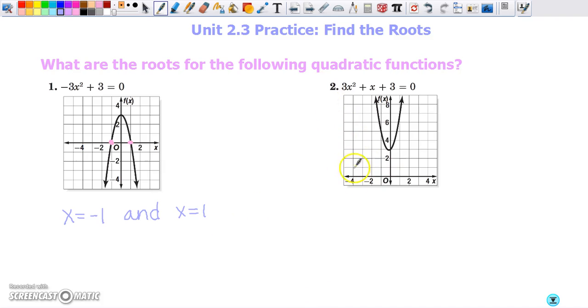Now for number 2, we're looking at where it crosses the x-axis, not the y. But it doesn't cross at all, so we would say no real roots. And you could say solutions, zeros, anything like that. It's all the same.